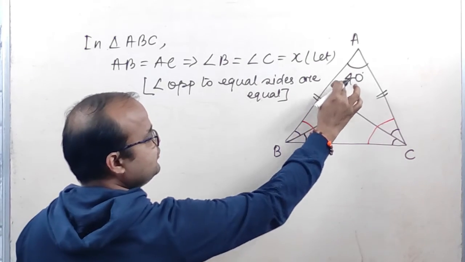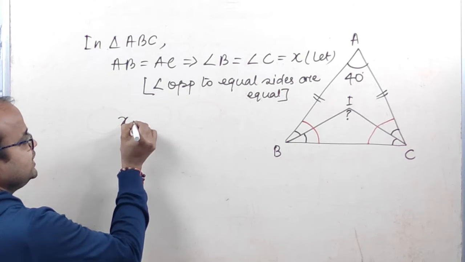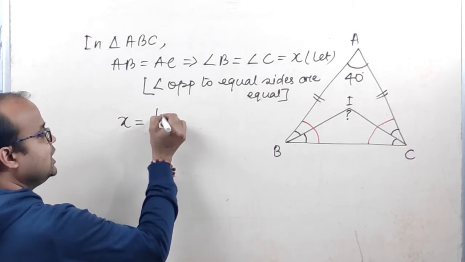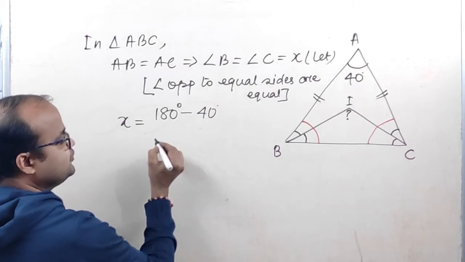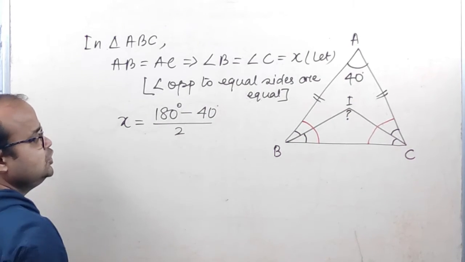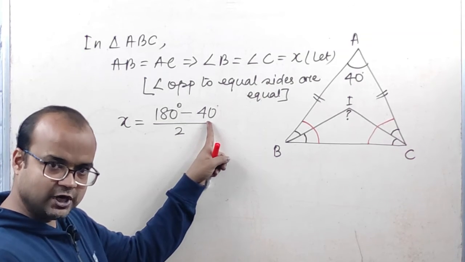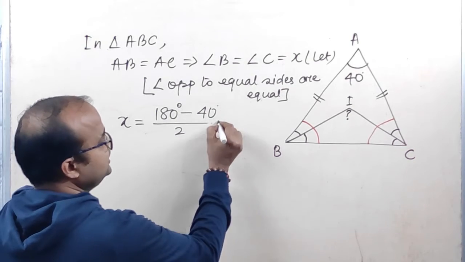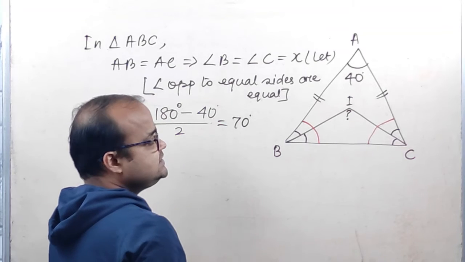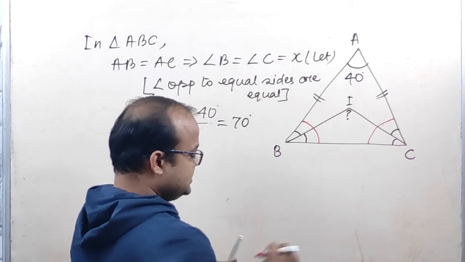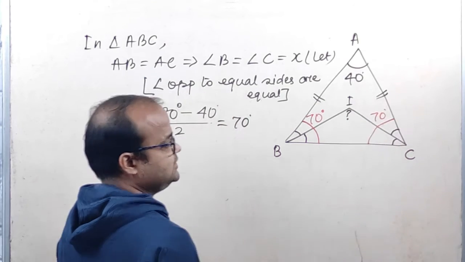So we can say that 40 plus x equals 180 degree. Therefore the value of x is equal to 180 degree minus the vertical angle, that is 40 degree, by 2. So 180 minus 40 equals 140, by 2 equals 70. That means this entire angle is 70 degree and this entire angle is 70 degree.